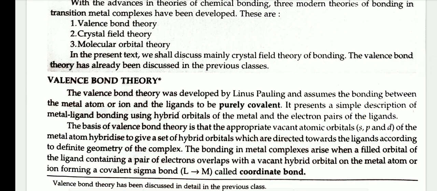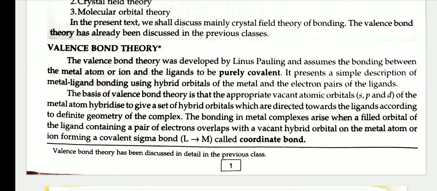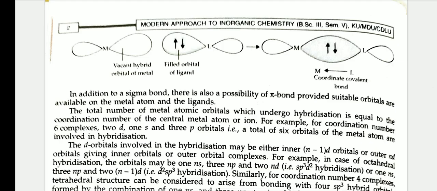Valence bond theory. The valence bond theory was developed by Linus Pauling, assuming the bonding between the metal atom or ion and the ligands to be purely covalent. It presents a simple description of metal ligand bonding using hybrid orbitals of the metal and the electron pair of the ligand. The basis of valence bond theory is that the appropriate vacant atomic orbitals s, p and d of the metal atom hybridize to give a set of hybrid orbitals which are directed towards the ligands according to the definite geometry of the complex. The bonding in metal complexes arises when a filled orbital of the ligand containing a pair of electrons overlaps with a vacant hybrid orbital on the metal atom or ion, forming a covalent sigma bond called a coordinate bond. In addition to a sigma bond, there is also a possibility of a pi bond, provided suitable orbitals are available on the metal atom and the ligands.